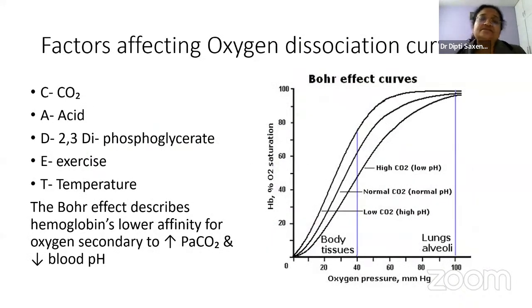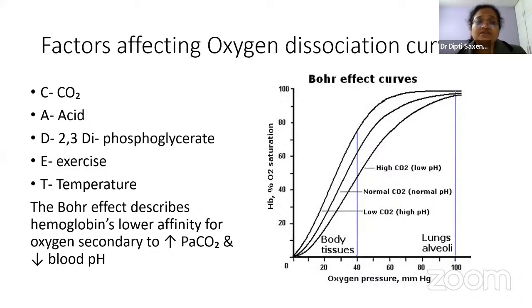Now, what are the factors that affect the oxygen dissociation curve? This is a very important topic for anesthesiologists. We can remember it by the mnemonic CADET. C stands for carbon dioxide, A for acid, D for 2,3-diphosphoglycerate, E is for exercise, and T for temperature.